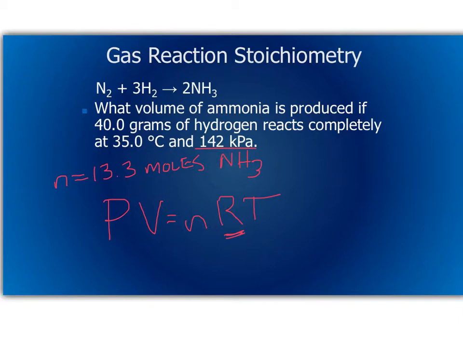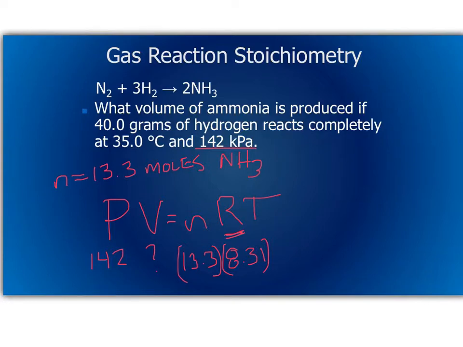So we know what P is, right? P is 142, and then we know what V is. We don't know what V is, actually, so we're trying to solve for that, so that's our question mark. We know what n is, 13.3, and then we know what R is. It's going to be 8.31. So just make sure that that's that and that's that. And then we know what T is.